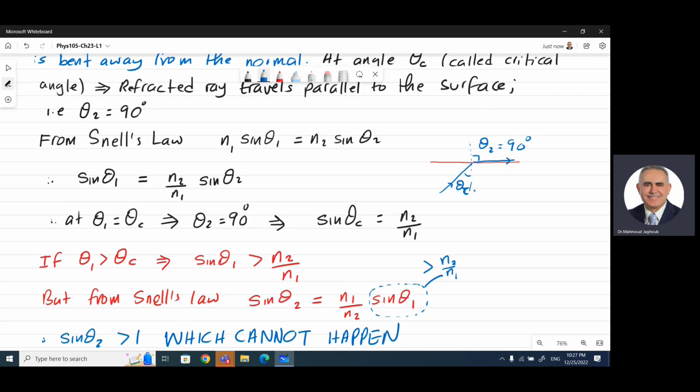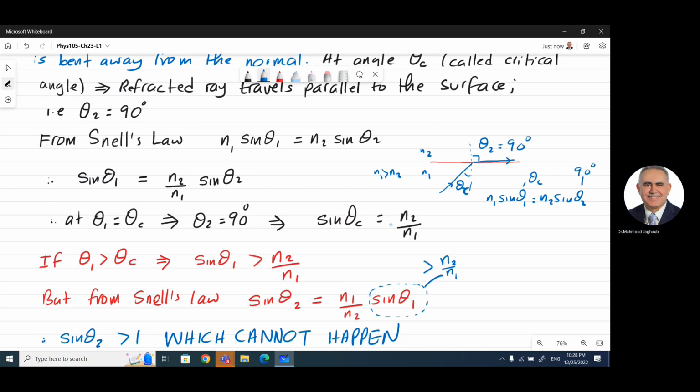Okay. This is the critical angle. Now I know that n1 sine theta 1 must equal n2 sine theta 2, because here is n1 and here is n2, and I must go from a high index of refraction to a low index of refraction. So n1 is greater than n2. So we have theta 1 equals theta C, and here theta 2 equals 90 degrees. So sine theta C, which is sine theta 1, equals n2 over n1 times sine 90. Since this is 90 degrees, it becomes n2 over n1. So sine theta critical equals n2 over n1.